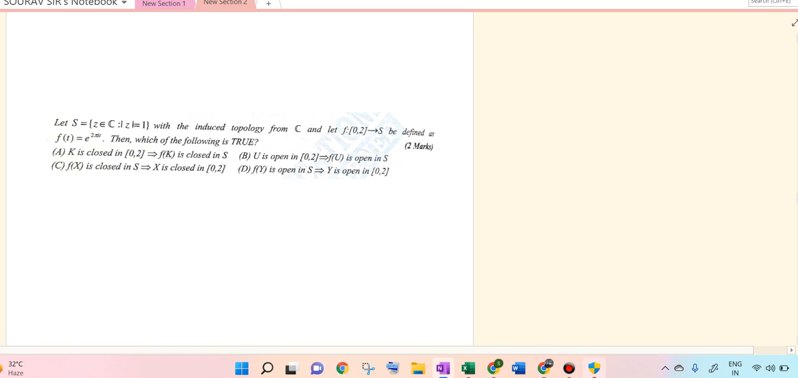Okay, so here we are in a new video of topology again. So here is C[0,2] with the induced topology from R, and f defined on this, f of t equal to e to the power i pi t. Which of the following is true?